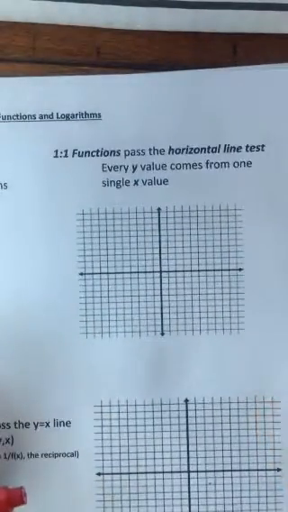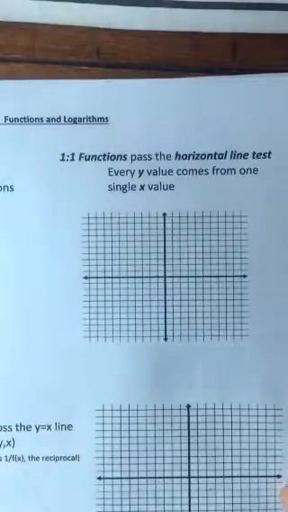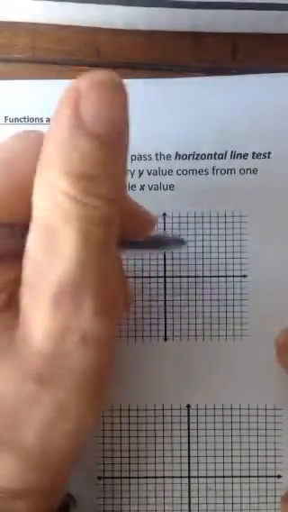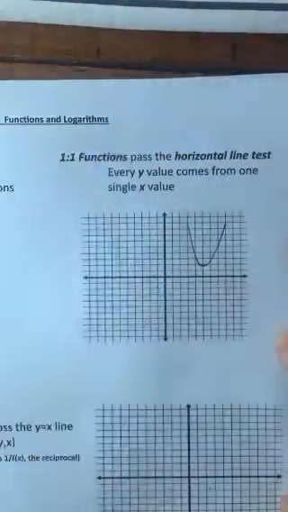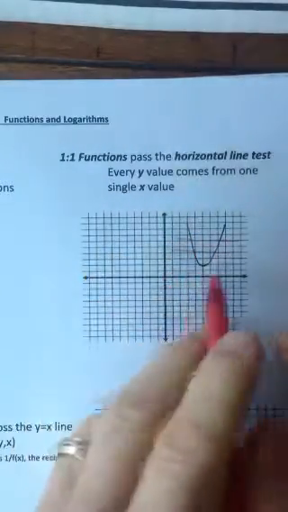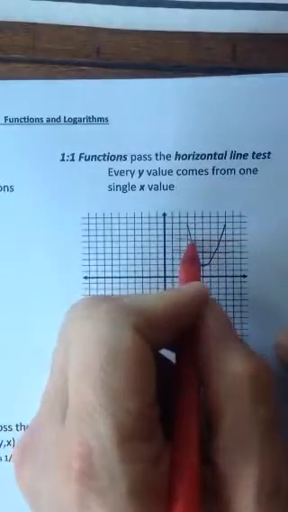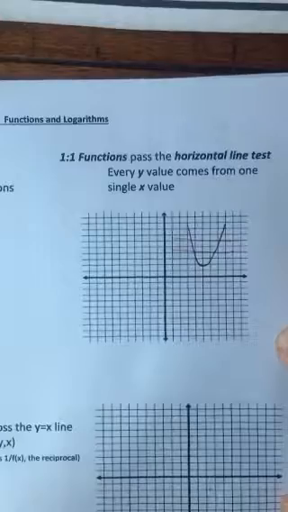Moving along, we're now going to be looking at things that are called one-to-one functions, and they pass the horizontal line test. Every y value comes from only one single x value. So, as an example, the parabola does not pass the horizontal line test because you have two x values that give you a height of 4, two x values that give you a height of 6. So this one fails the horizontal line test.